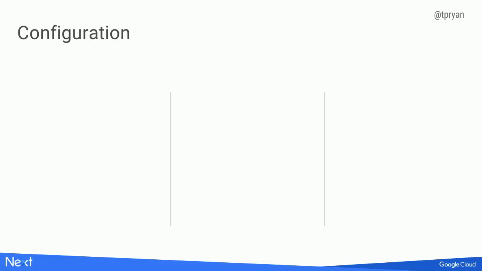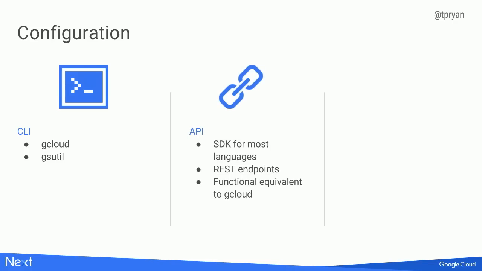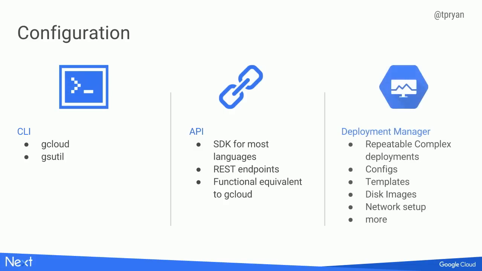So finally, configuration. You're going to do most of your configuration probably on the command line, using the gcloud or the gsutil tool. gcloud will do almost everything, but if you actually want to deal with files on Cloud Storage, you're going to want to use gsutil. gcloud is for management of the systems; gsutil is for reading and writing from Cloud Storage. We also have an API with an SDK for most languages. They give you REST endpoints that are functionally equivalent to gcloud, so you can build your own solutions in whatever language you want.